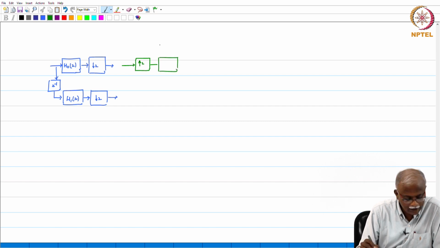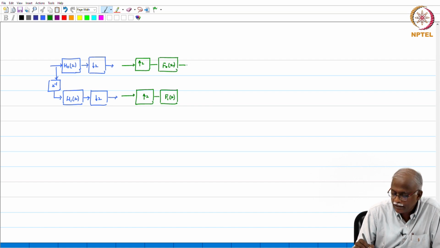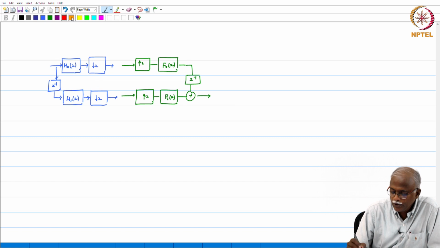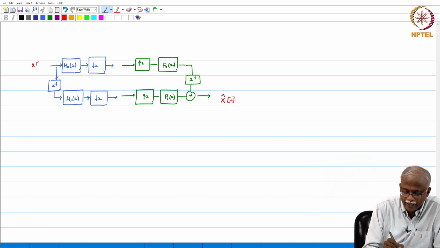Look at the synthesis filter f naught of z. Upsampling by a factor of 2. And synthesis filter f1 of z, and the two signals then combined via a delay, added together producing the output. Okay, so this is output as x hat of n, input as x of n.